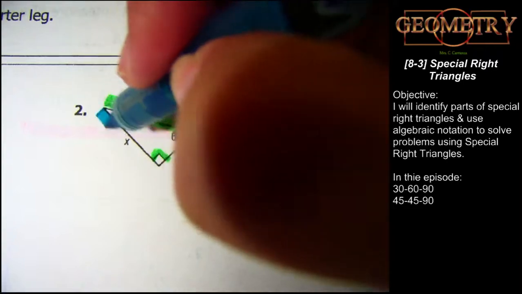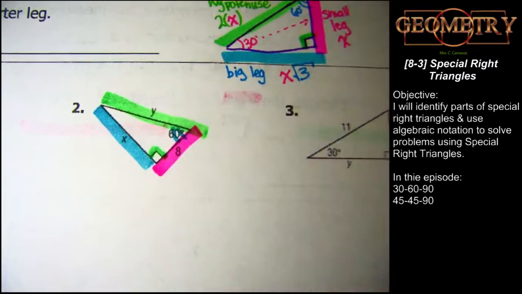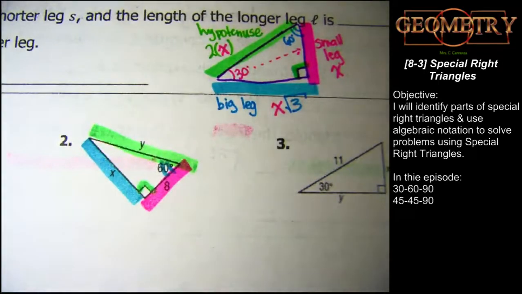X. And that means that what's left over is my small leg. Okay, my small leg is 8, so my hypotenuse is 16, because my pattern says the hypotenuse is 2 times whatever my small leg is. Perfect.